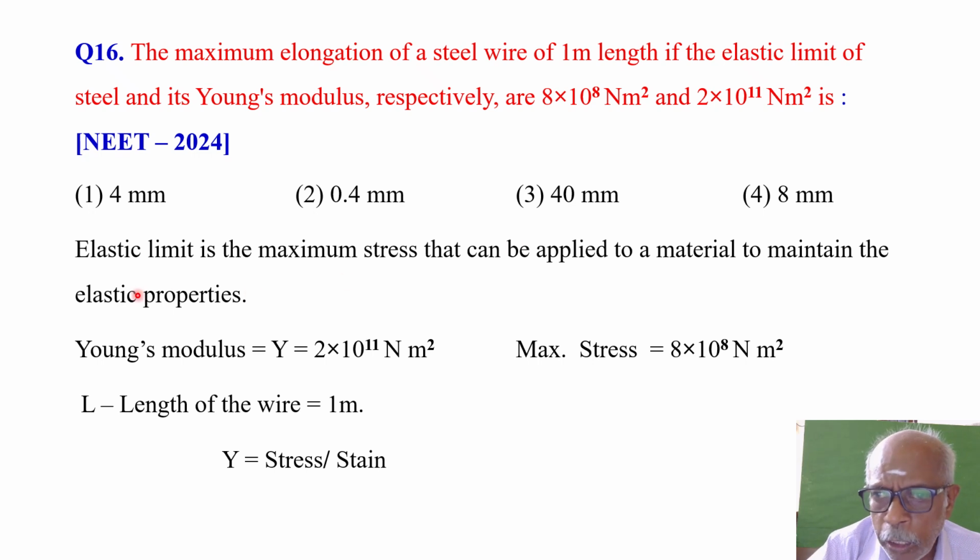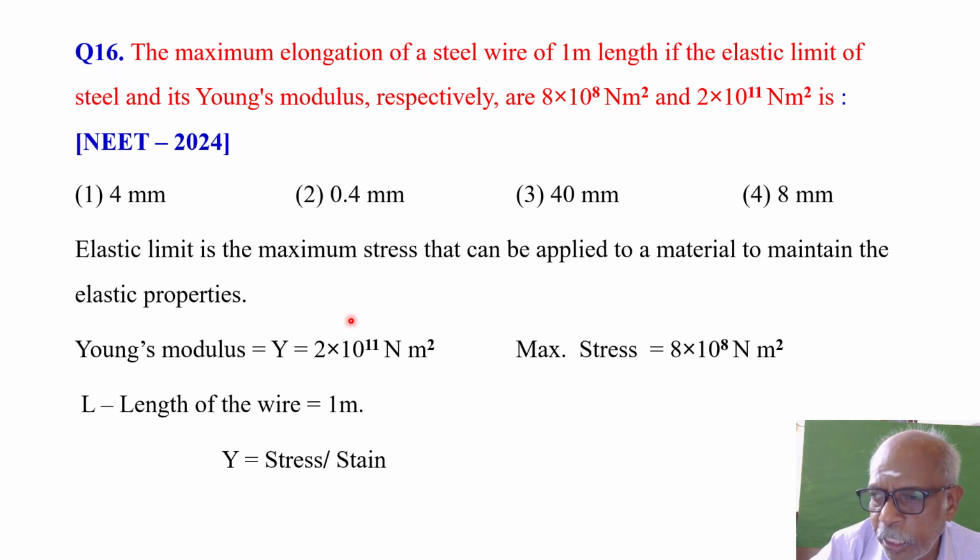Elastic limit. What is elastic limit? Elastic limit is the maximum stress that can be applied to a material to maintain the elastic property. You would have studied Hooke's law. Hooke's law starts with the sentence, within the limits of elasticity, stress is proportional to strain. So elastic limit is nothing but the maximum stress that can be applied to a material to maintain the elastic properties.